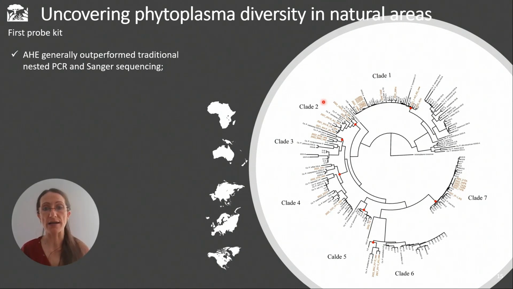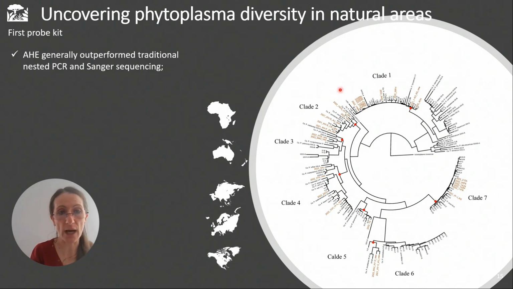Here I summarize results from the first probe kit. This is the maximum likelihood phylogenetic tree of phytoplasmas based on the 16S gene, and in red are included over 30 phytoplasma strains detected in these last 2 years working on our biorepository and using the first probe kit. We detected strains that are closely related to all the major clades of phytoplasmas, as you can see here, from 1 to 7.